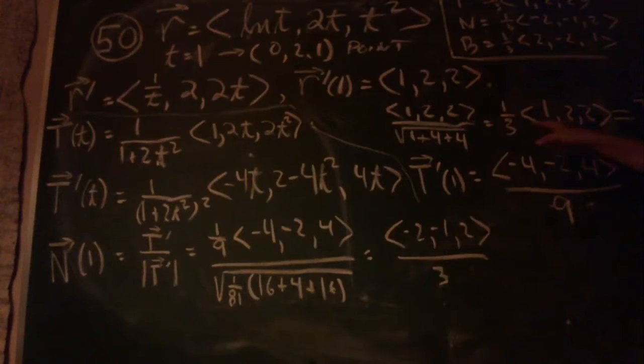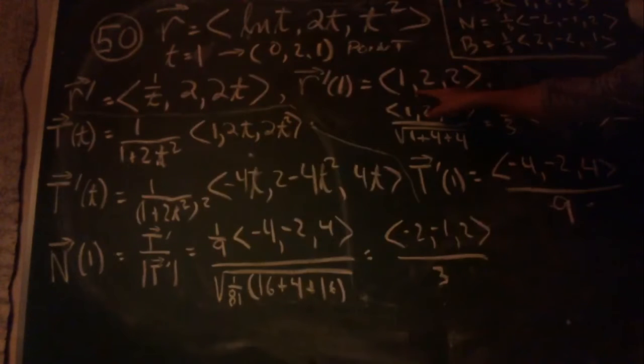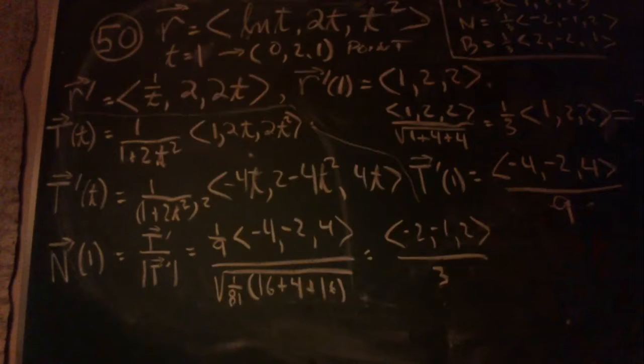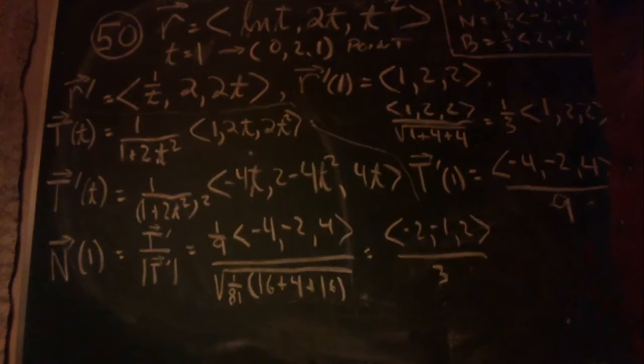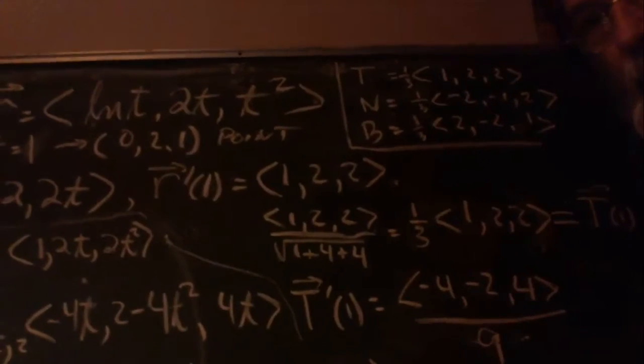Let's see. So it's a 1/3. So throw a 1/3 in front of this, and you've got the T. I've got it written over here on the side. You can't quite see it, but I can show it to you over here. So there's the big T, the unit tangent vector.